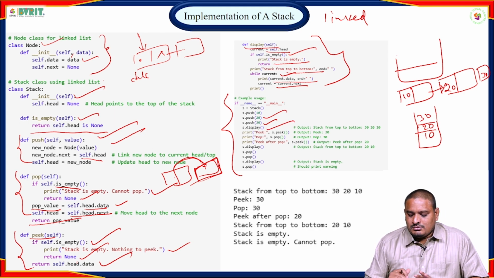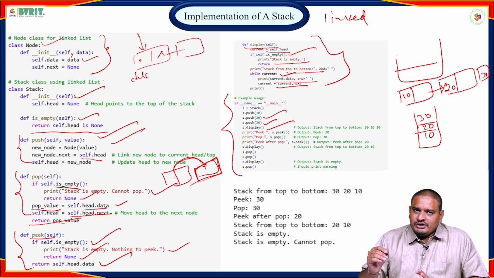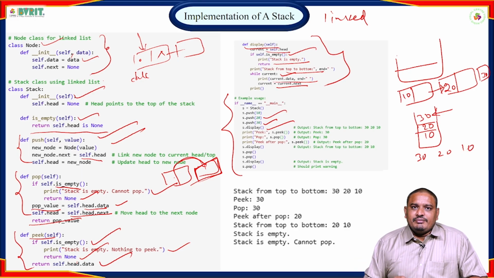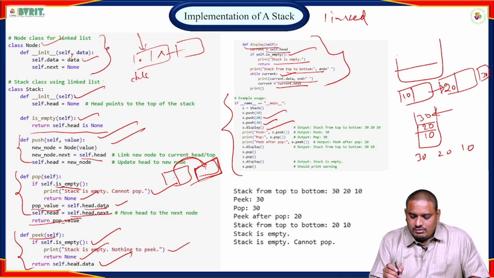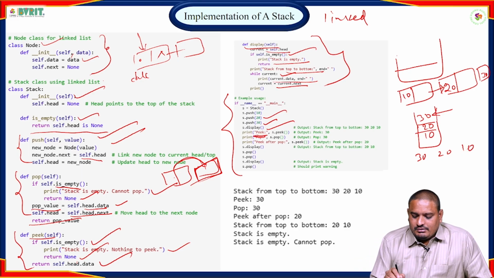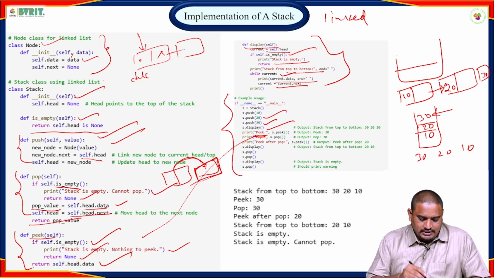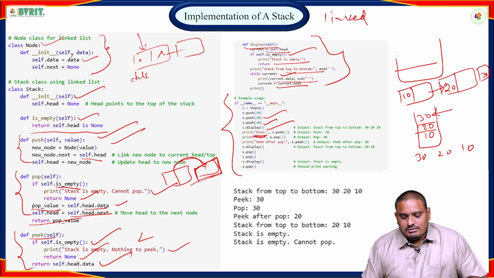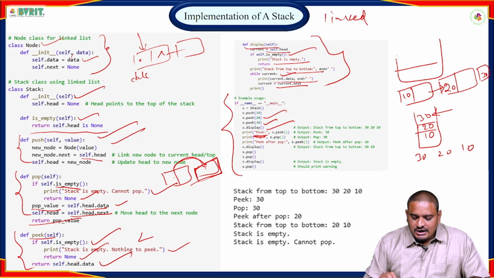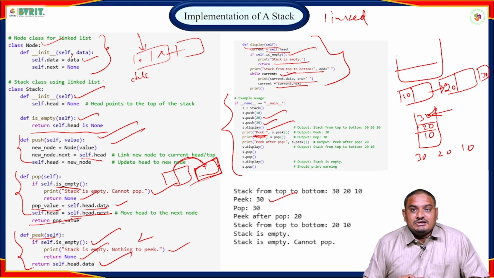Now we display the elements using the display method, from top to bottom. The top position is 30, so 30, 20, 10 will be displayed. Now the peek method will be applied. Whenever we apply the peek method, it goes to the top. s.peek gives 30, which means the top element is displayed. That is, 30 is displayed.